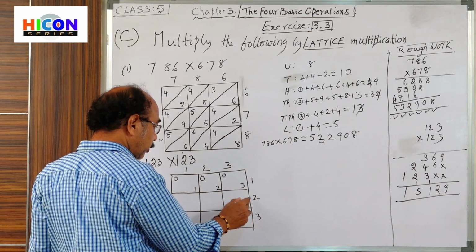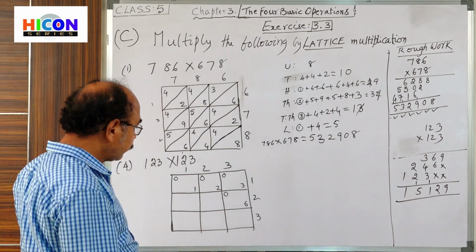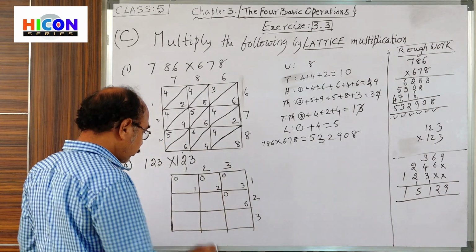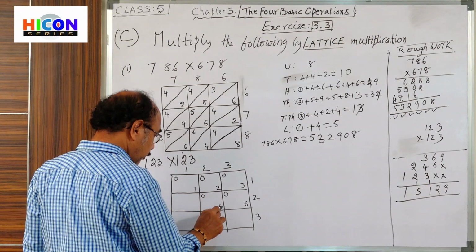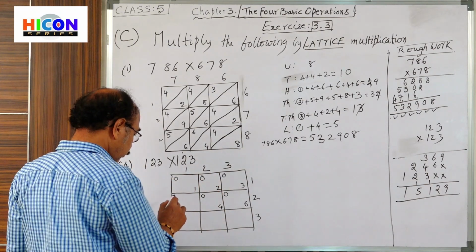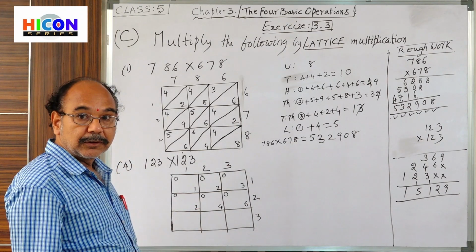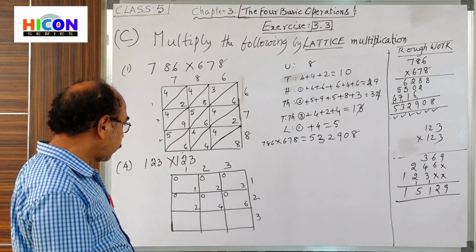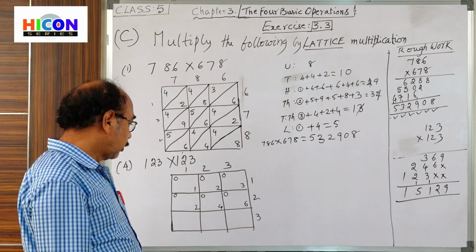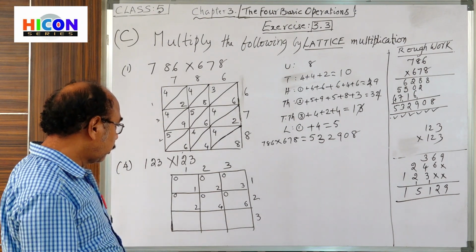Okay. 2 times 3 is 6. Here 0, here 6. Here 2 times 2 is 4. Here 0, here 4. 2 times 1 is 2, so 0, 2, like this. Are you following, children? Now come to 3.